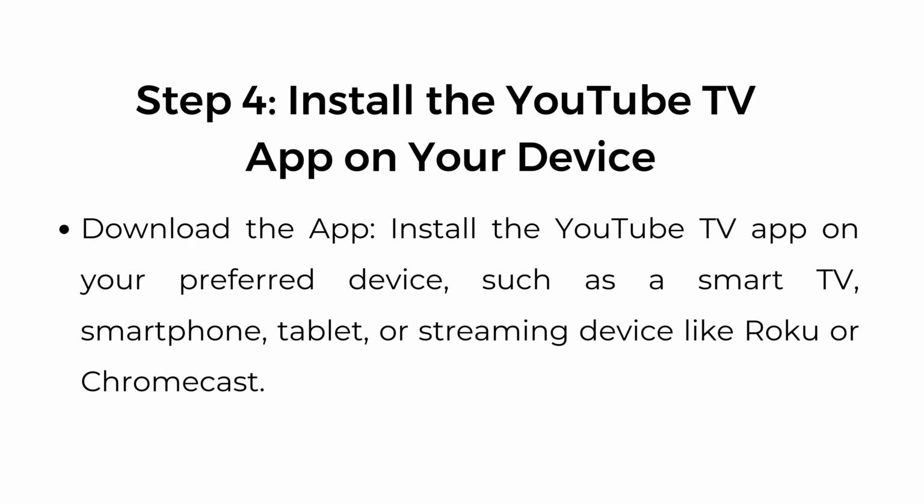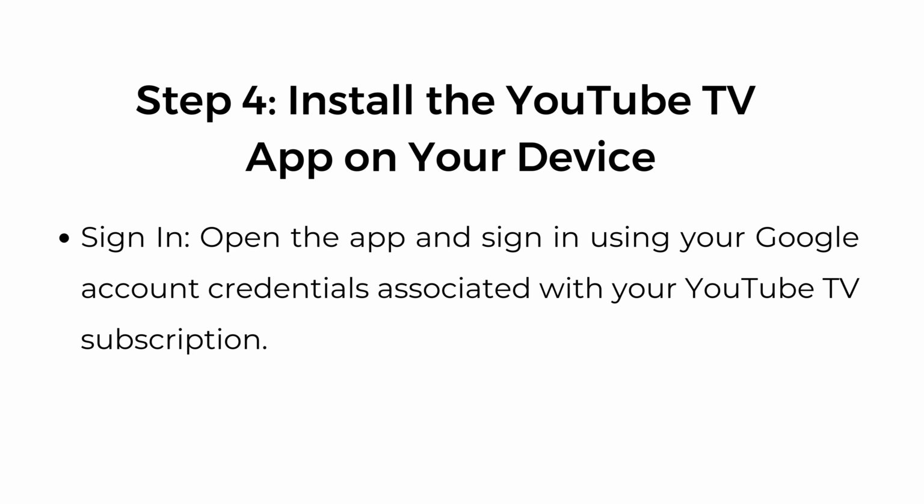Step number 4. Install the YouTube TV app on your device. Download the app. Install the YouTube TV app on your preferred device, such as a smart TV, smartphone, tablet, or streaming device like Roku or Chromecast. Sign in. Open the app and sign in using your Google account credentials associated with your YouTube TV subscription.